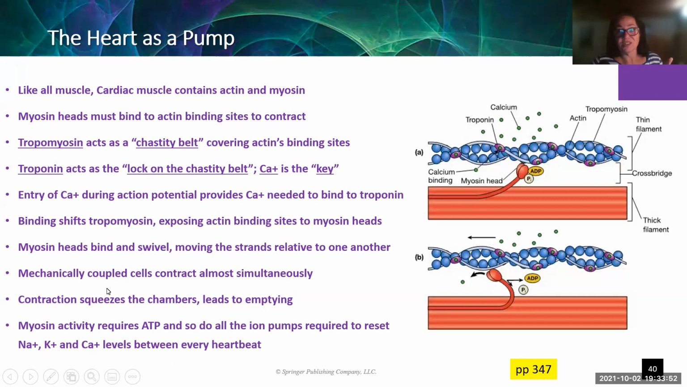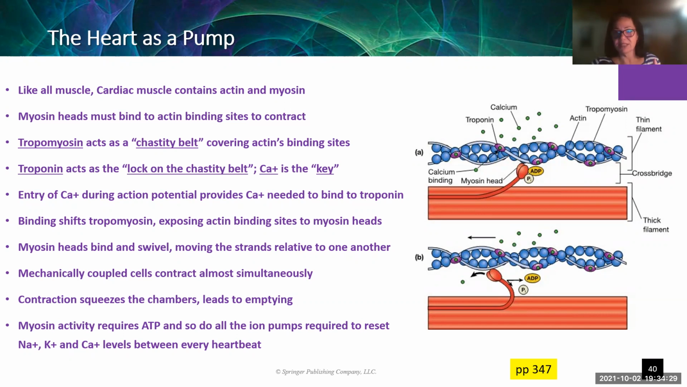All of this costs something. None of this happens for free. So the myosin activity requires ATP to pull that myosin head back and then get it to swivel. You have to pay for that using ATP. And then on top of that, all those ion pumps, the calcium pumps, the sodium pumps, the potassium pumps, they all have to be working to reset the ion levels back to normal before we can do all of this again. And so cardiac muscle is very energetically demanding.